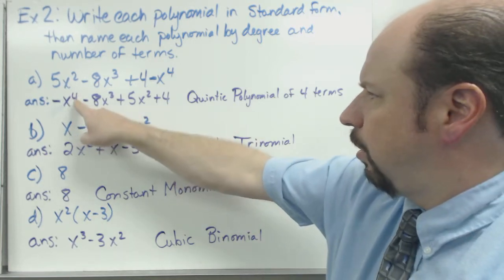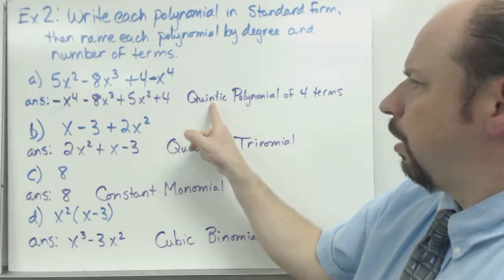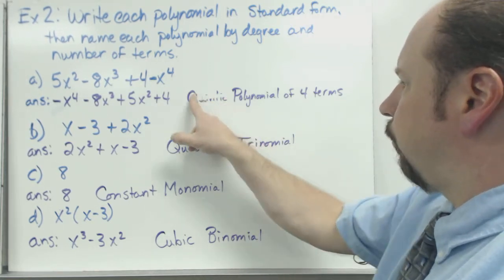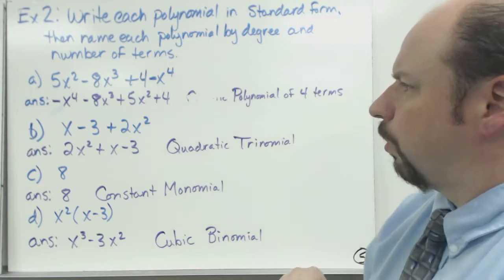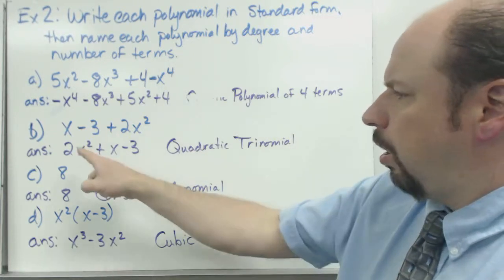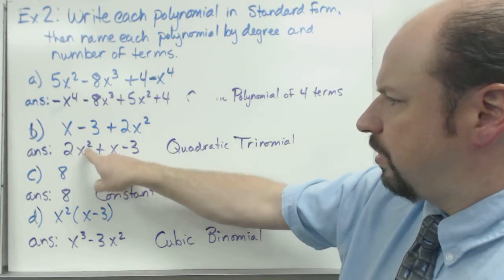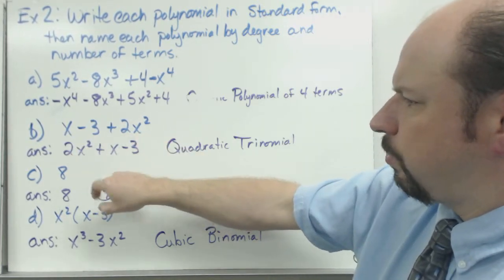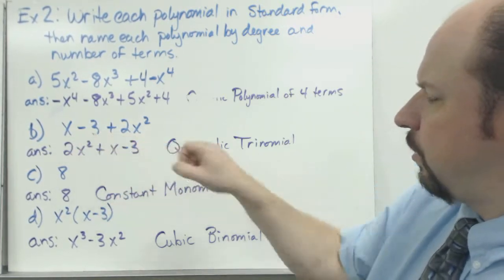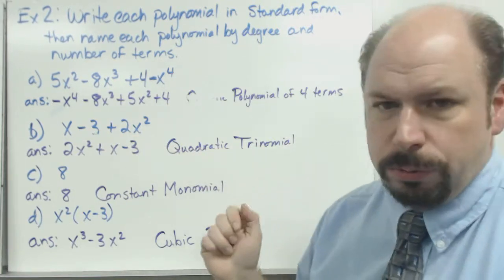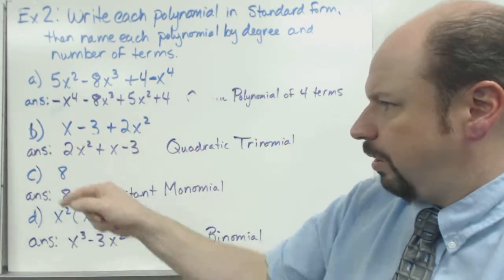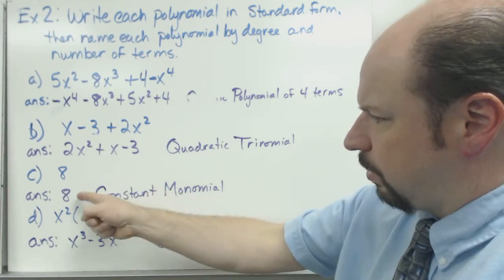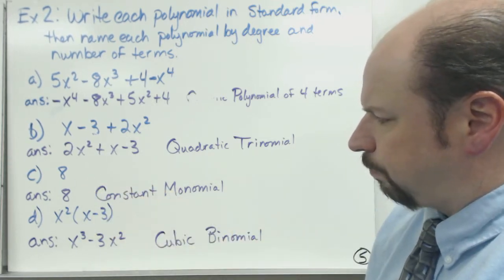So this is a, sorry, I put quintic, this should be quartic. I wrote the wrong thing there. Quartic polynomial of 4 terms. Here we have, this is a quadratic because we take this term out front, 2x squared plus x minus 3, so it's a quadratic trinomial. Here, just like in the other chart, just a constant, so it's a constant monomial.